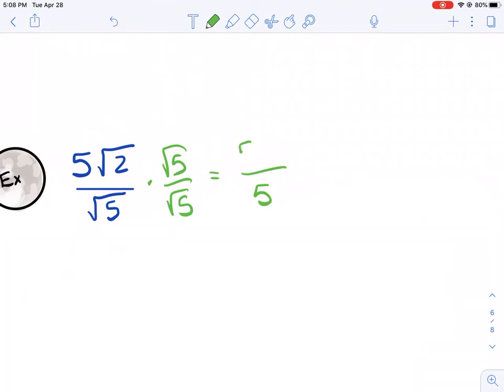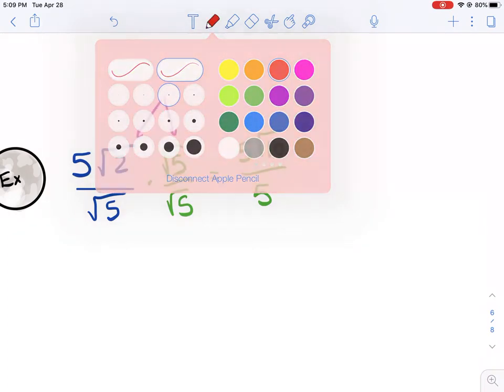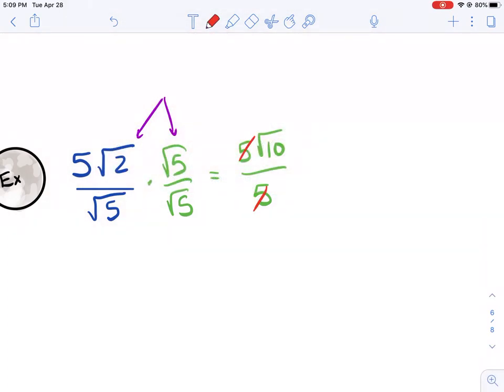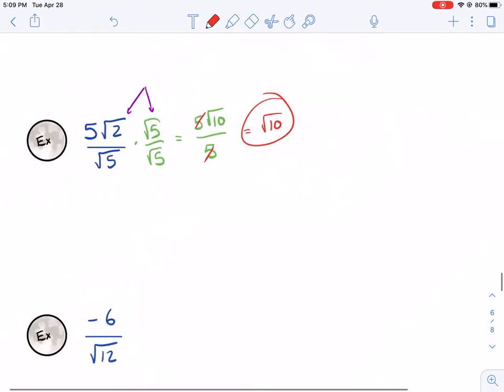And then we have 5 radical 10. You're going to multiply the two numbers inside the radicals together to give you that term. Now, of course, like I said before, we're going to check to see if the constants can be reduced. In this case, they can. You can cancel out completely the 5 with the 5, leaving you with radical 10, final answer.